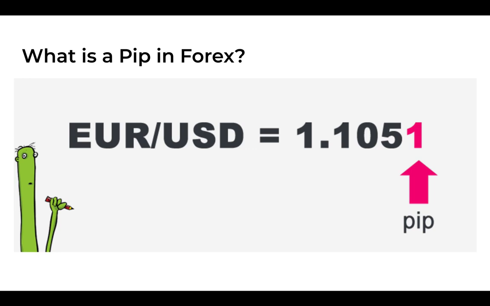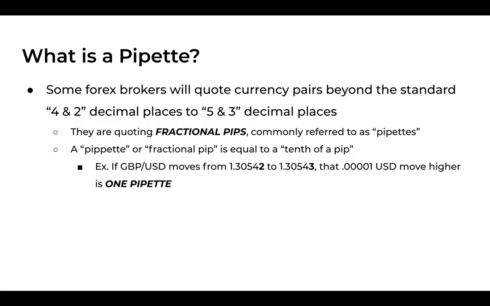So this is just a quick picture showing the pip for the EUR/USD pair. This is a very common pair, actually the most common pair to trade. Not a pair I trade that often, but again, you can see where the pip is, 1.1051, and we have a couple other pictures for you in a moment here that really do a good job of showing a pip and also a pipette. So a pipette is what we're going to talk about now.